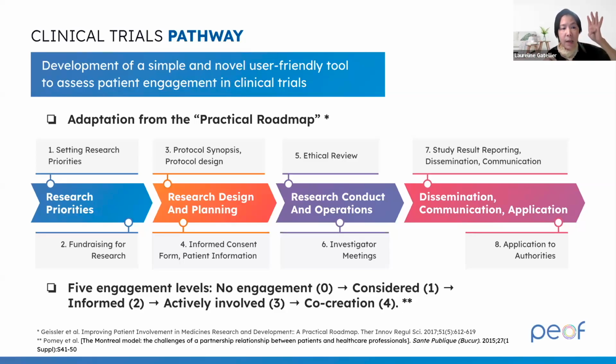So you see the first one is setting research priorities. The second is fundraising for research. These are in the research priorities. Then protocol synopsis, protocol design, followed by informed consent. That's in the second arrow. The third arrow is ethical review, and the next one is investigators meeting. And the last arrow is study result reporting, dissemination, communication. And the last one is application to authorities. Then at the bottom, you see 5 engagement levels from no engagement to co-creation. Can you go to the next slide, please?